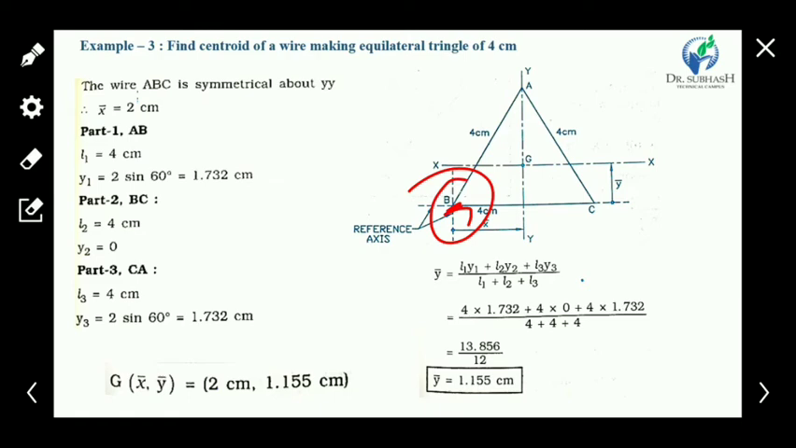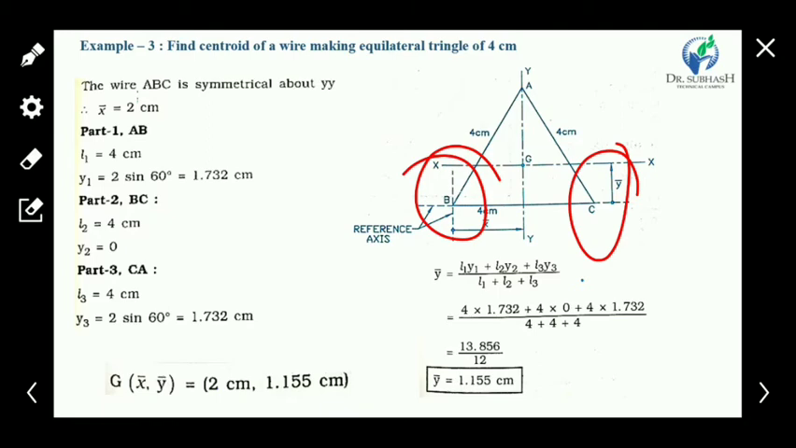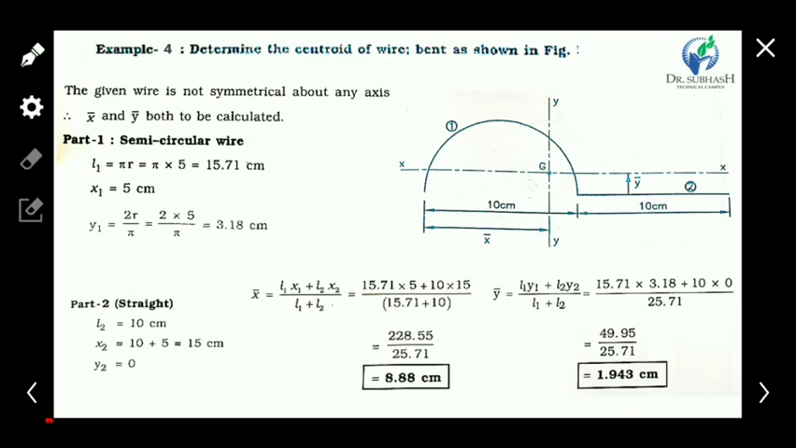Clear? In this sum, you can take any point as reference, A, B, C, anyone. Here they assume that this is the reference axis. You can also consider this point C as a reference. The answer will be the same.